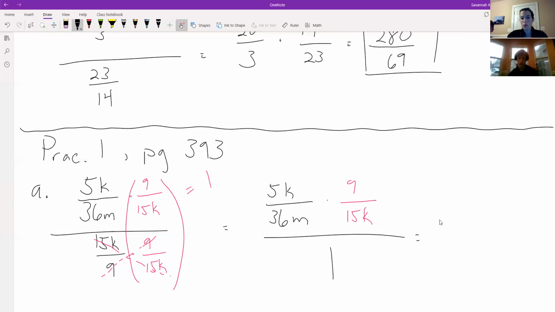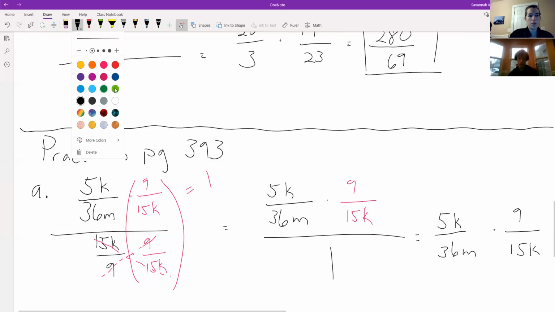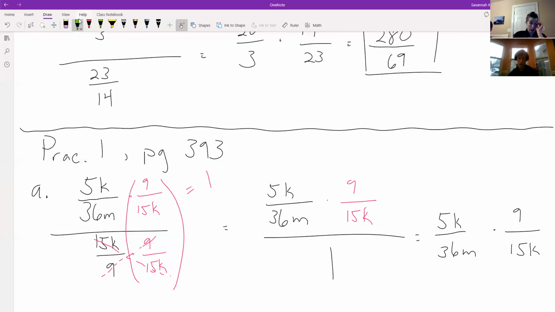Okay, so the whole problem boils down to 5K over 36M times 9 over 15K. And because they actually put some thought into this instead of me just whipping it out off the top of my head, they're going to get some nice canceling for us. So the K's, there's 1 on top and 1 on the bottom, so they're gone completely. The 5 and the 15 can reduce to 1/3. And then the 9 and the 36, what's that going to be?